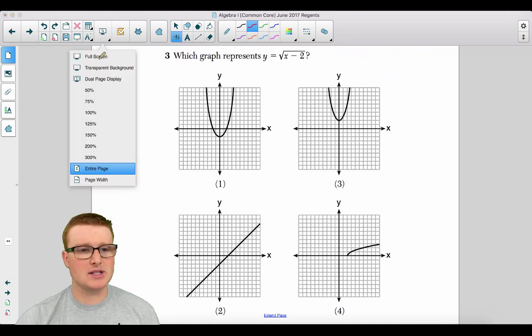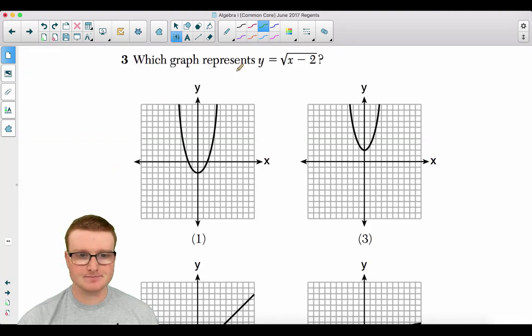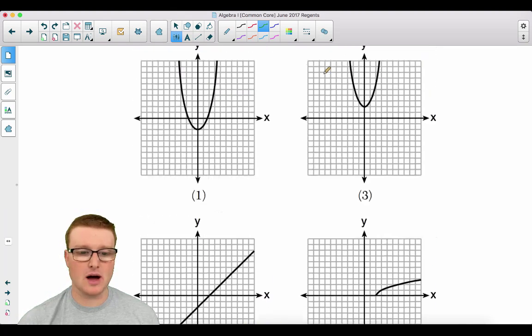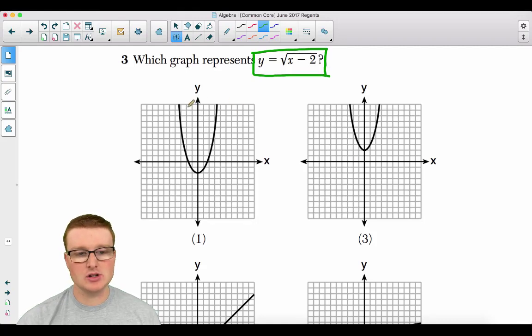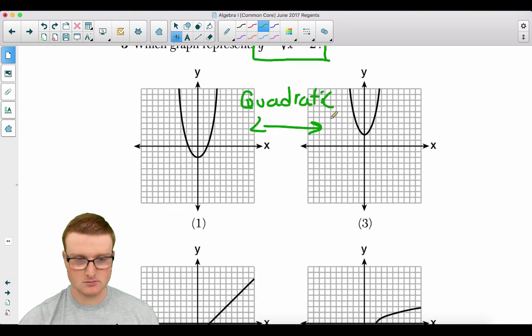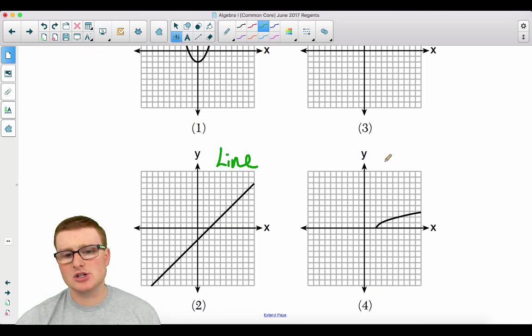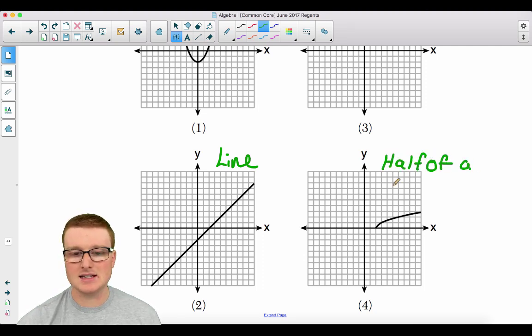Number 3, which graph represents the square root of x minus 2? So, you might not know what this is without even sketching it. I do because I've been doing math for a while. But let's just go through each answer choice. Choices 1 and 3 both show a quadratic. Choice 2 shows a line. Choice 4 shows half of a sideways parabola.